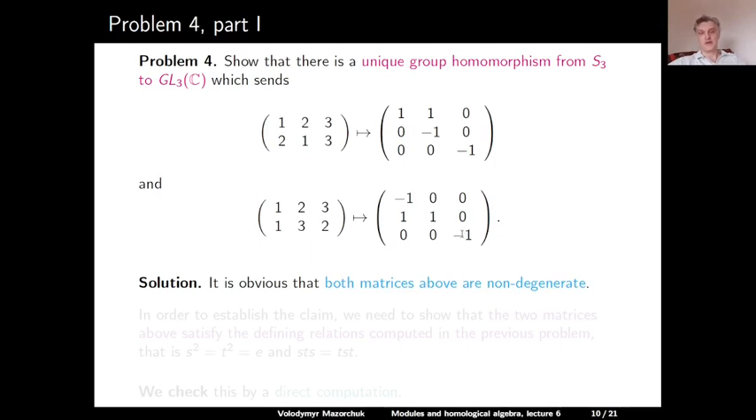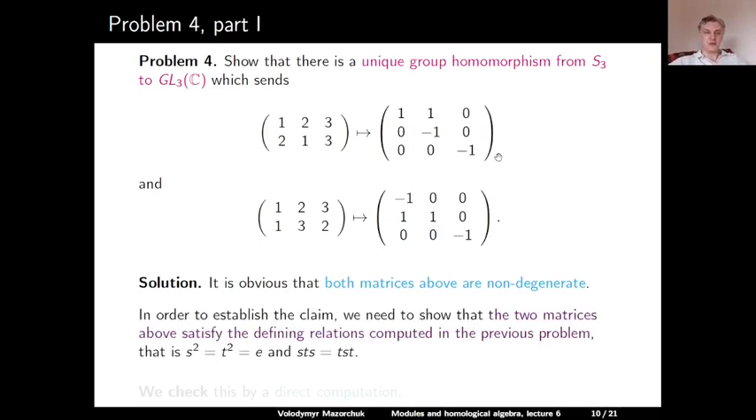Solution. It is obvious that both matrices are non-degenerate because their determinant is just the product of diagonal elements, which is non-zero. So at least on S and T, the images under this homomorphism are non-degenerate matrices, so that's good. And in order to establish that we can uniquely lift it to a homomorphism from S3 to the group of invertible 3 times 3 matrices, we simply need to check that the images of the generators satisfy the defining relations which we established in the previous problem. This is exactly the point of the factorization lemma.